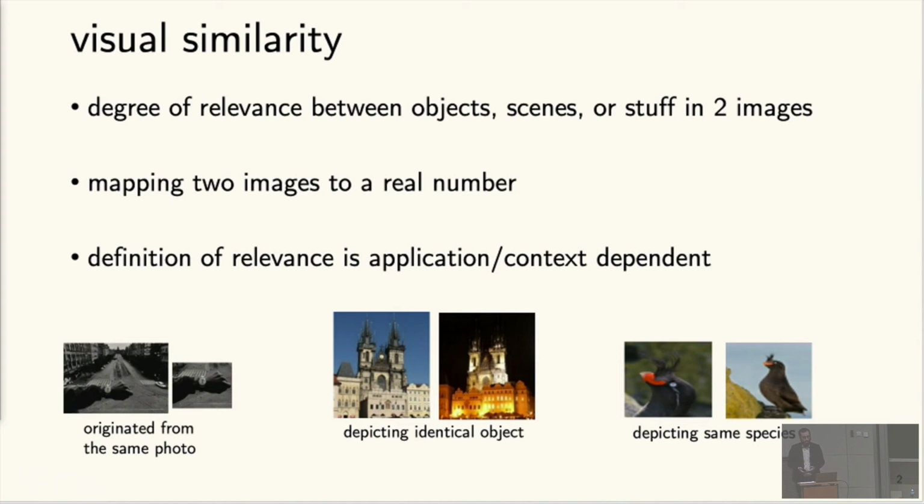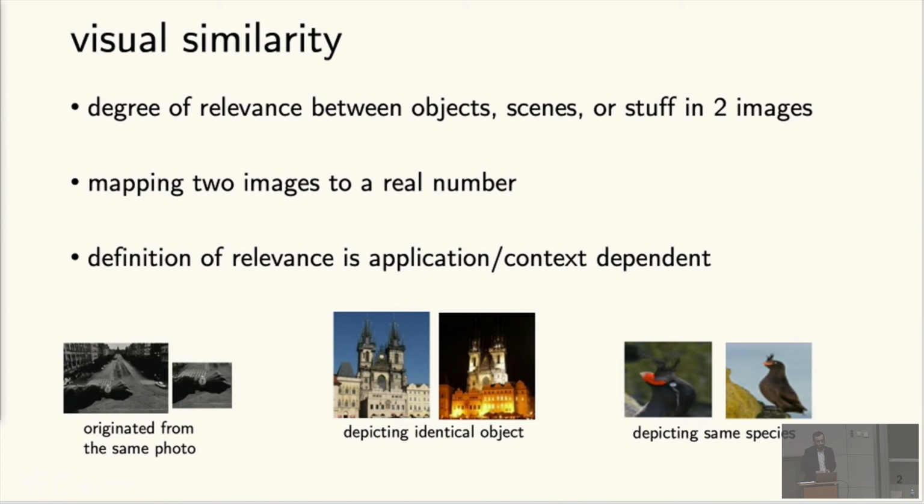So the definition of the relevance is typically application dependent, and it often comes in a binary form. A pair of images is either relevant or not relevant. So for instance, in different contexts, two images can be considered as relevant if they originated from exactly the same photo, otherwise not relevant, if they depict the identical object, the same particular object, which has been also a major focus of our work, or depicting the same species, and so on.